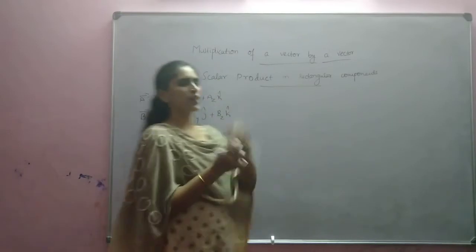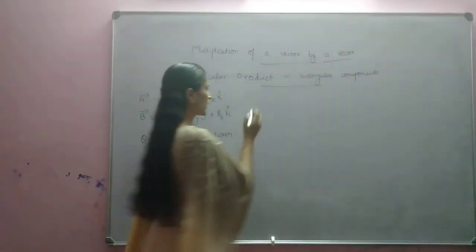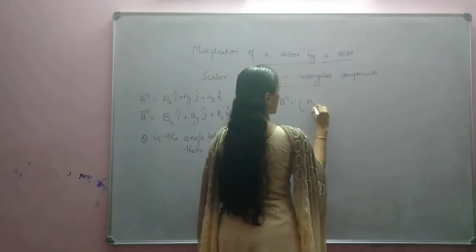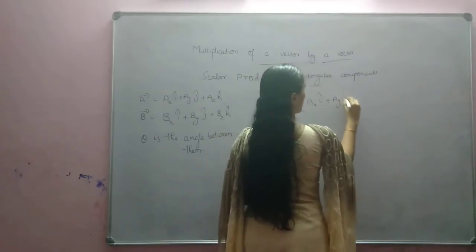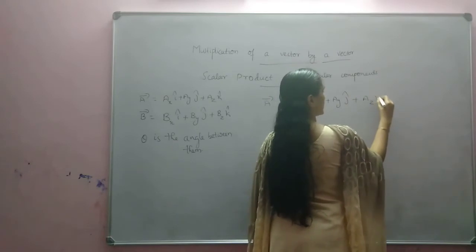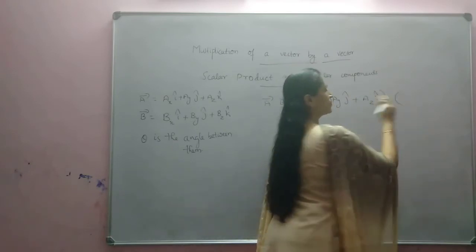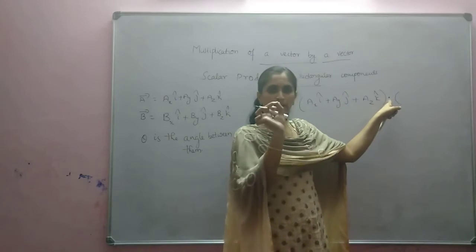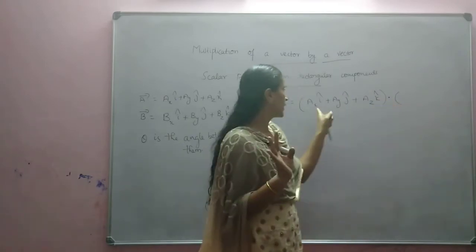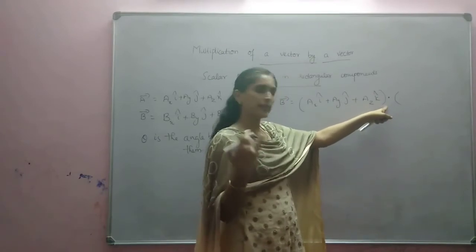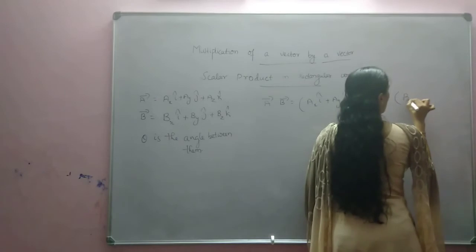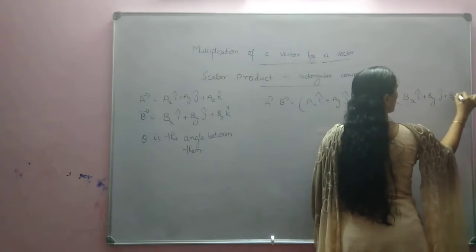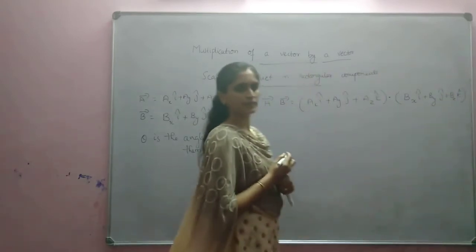So first we will discuss how to find the scalar product in rectangular components. We can write A dot B as Ax i cap plus Ay j cap plus Az k cap dot. This is very important. Simply writing two brackets is not enough. Here the dot symbol is a must, otherwise it will be completely wrong. So, Ax i cap plus Ay j cap plus Az k cap dot Bx i cap plus By j cap plus Bz k cap. We are finding this.